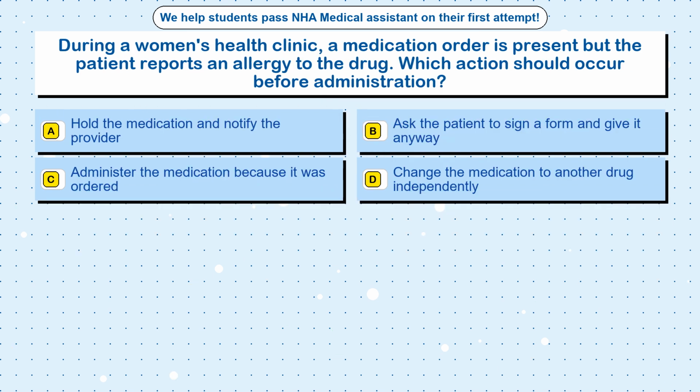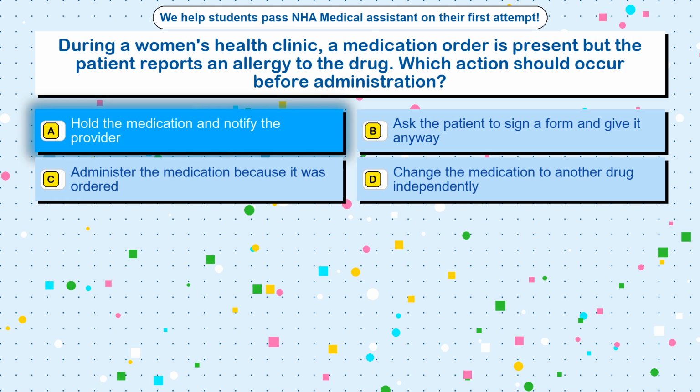Question 65. During a women's health clinic, a medication order is present but the patient reports an allergy to the drug. Which action should occur before administration? Option A. Hold the medication and notify the provider. Option B. Ask the patient to sign a form and give it anyway. Option C. Administer the medication because it was ordered. Option D. Change the medication to another drug independently. The correct answer is option A.